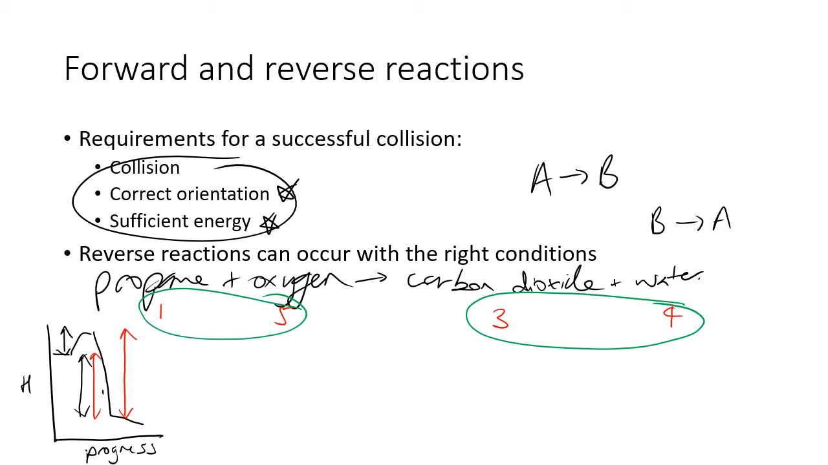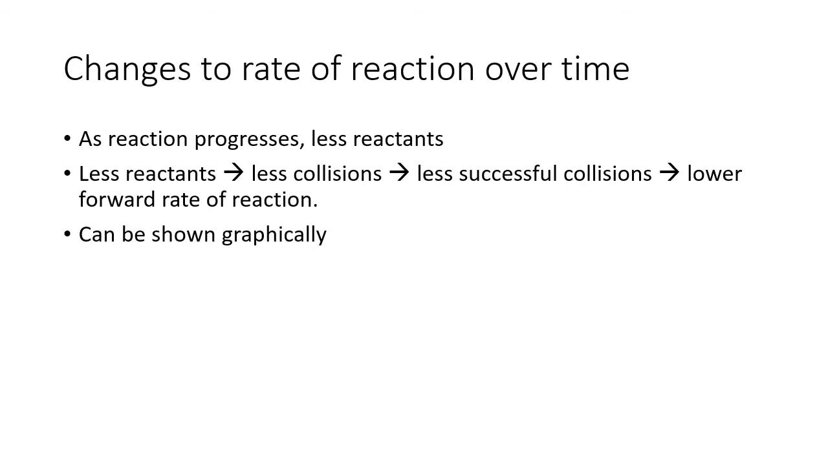All right, so that is the forward and reverse reactions. They can occur and they have different correct orientations and sufficient energies, but they can occur under the right conditions. All right, so let's have a think about what that means then. So if we think about a reaction, as it progresses, there are less reactants, saying that we started off with a whole bunch of reactants and we're going and turning them into products. If there are less reactants, over time there are less collisions. Over time there are less successful collisions, and over time there will be a lower forward rate of reaction. You can show this graphically, right? You have time and rate of reaction.